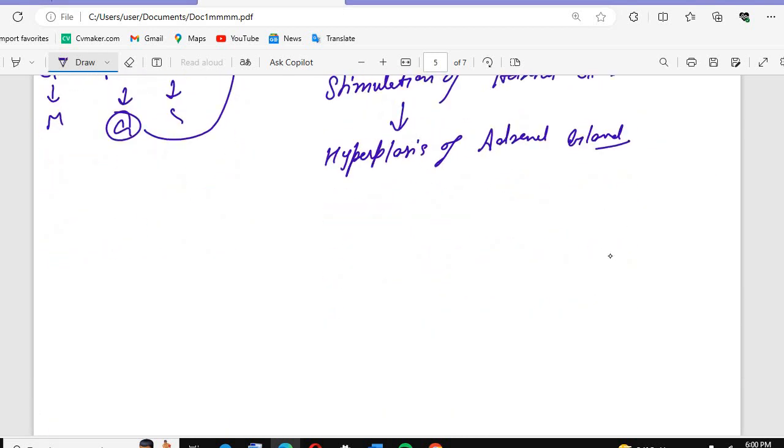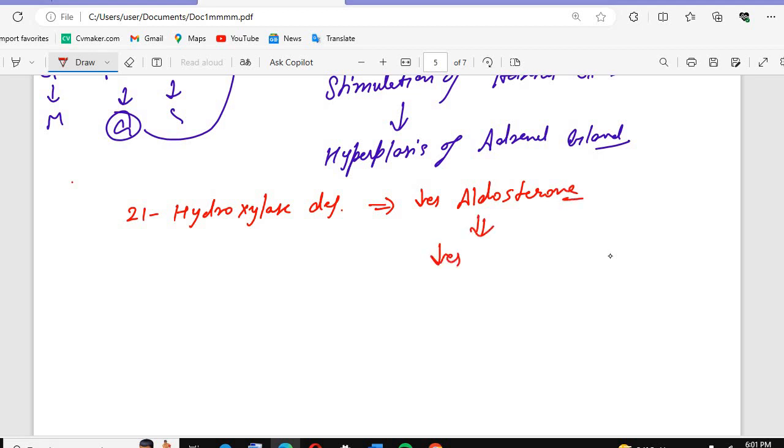This is 21 hydroxylase deficiency, and it will also decrease aldosterone. If aldosterone is decreased, there will be a decrease in the sodium level and an increase in the potassium level. If sodium is decreasing, it also affects the blood pressure, so BP will also decrease.